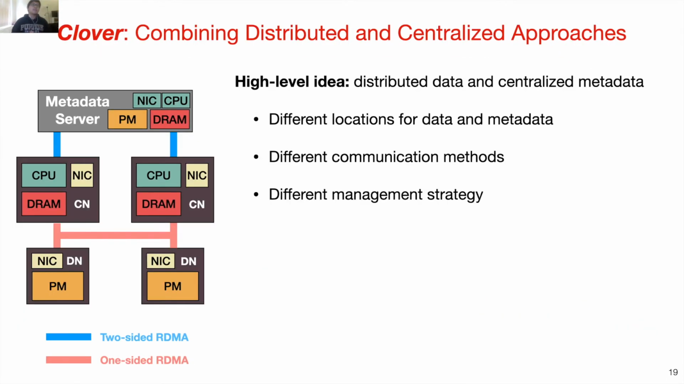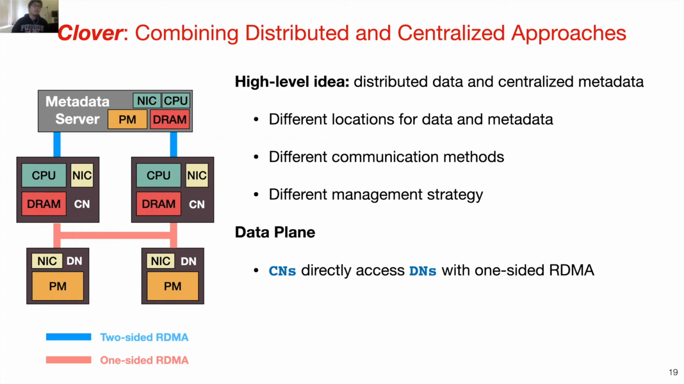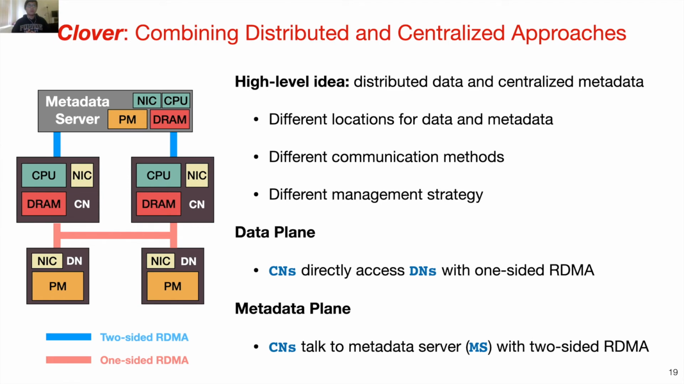Our main idea is to use a distributed data plane and a centralized metadata plane. To cleanly separate these two planes, we use different locations, different communication methods, and different management strategies for them. For the data plane, CNs directly access DNs using one-sided RDMA. For the control plane, CNs talk to one or a few global metadata servers, or MS, with two-sided RDMA. We will first look at the data plane and then the metadata plane.